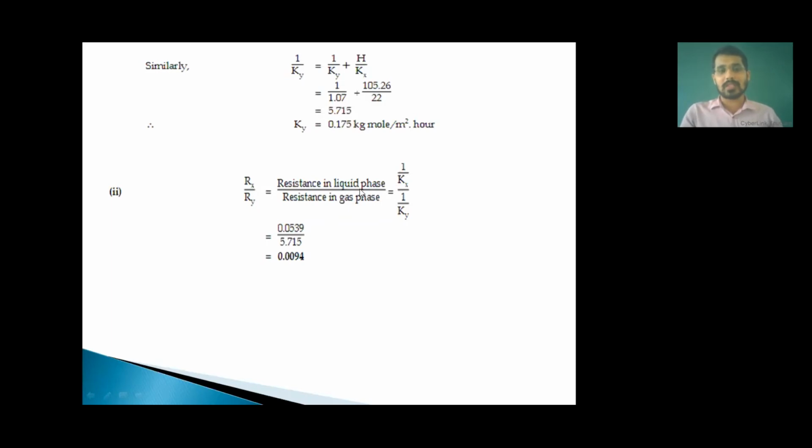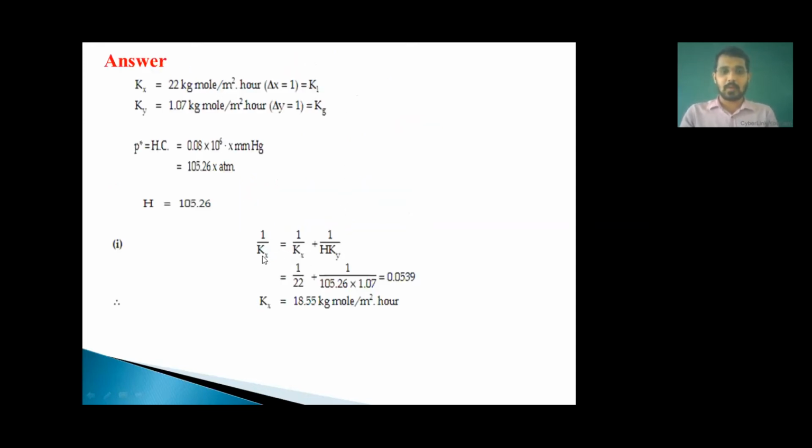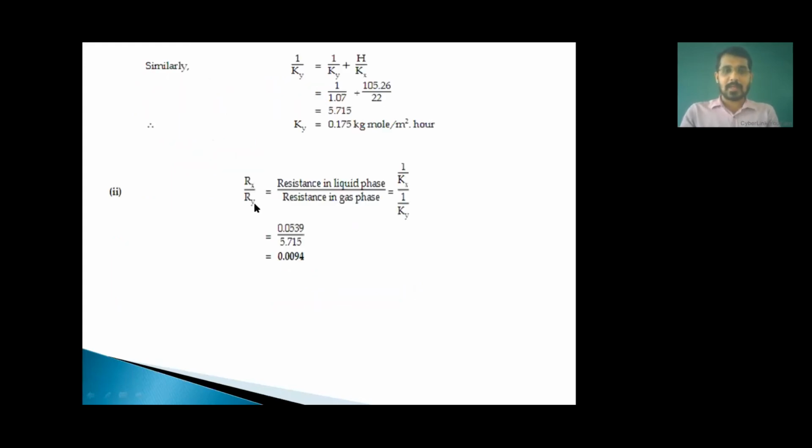I told you resistance means 1 upon capital Kx in the liquid phase, and resistance in the gas phase is 1 upon capital Ky. In this term, 1 upon capital Ky is 5.715, the resistance in the gas phase, and the resistance in the liquid phase, 1 upon capital Kx, is equal to 0.0539. Now Rx by Ry is equal to 1 upon capital Kx divided by 1 upon capital Ky.